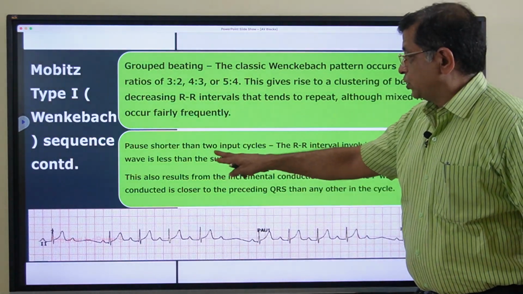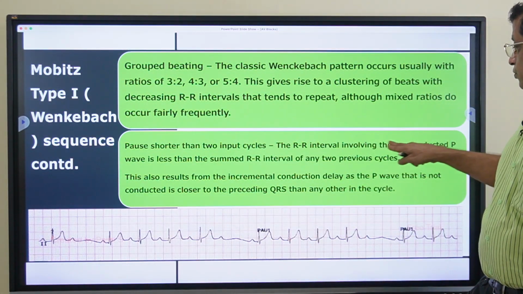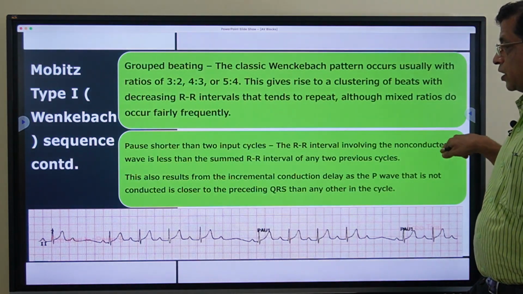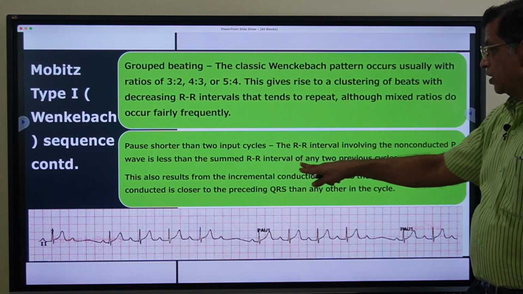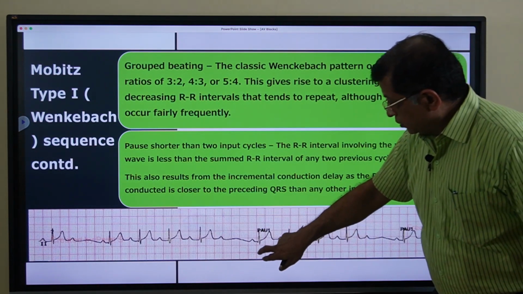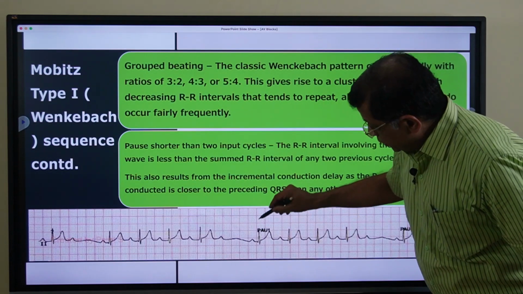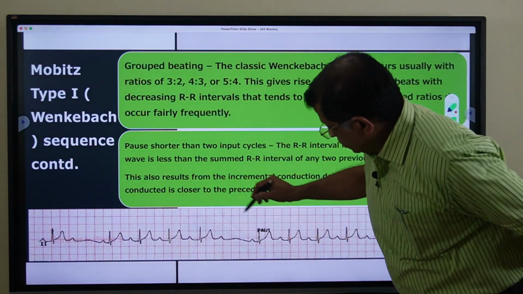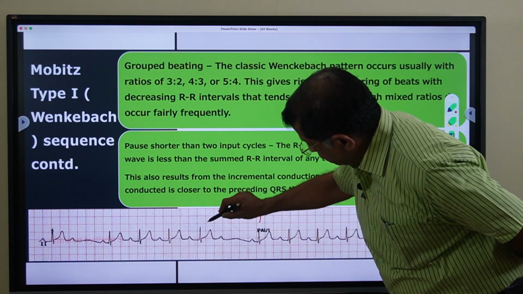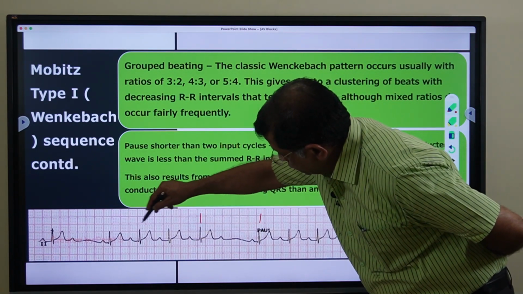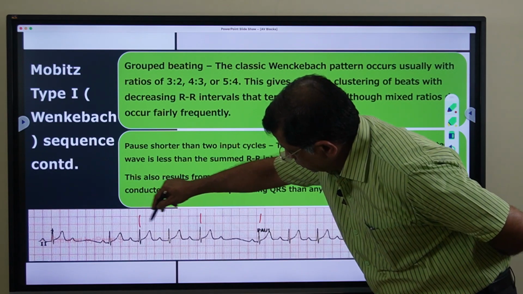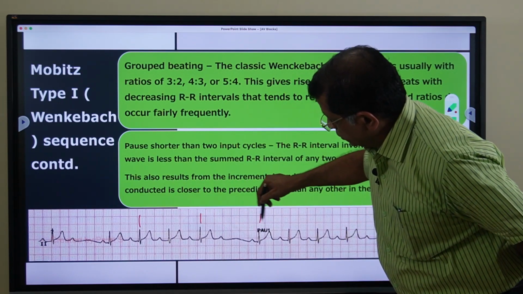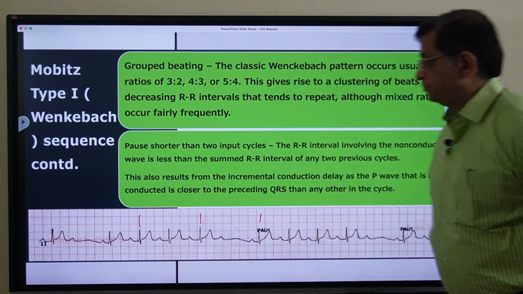The pause is shorter than 2 input cycles; the RR interval involving the non-conducted P wave is less than the sum of any 2 previous RR intervals. So this is a non-conducted P wave. This RR interval is shorter than any of the 2 RR intervals. That is, this is shorter than this interval.